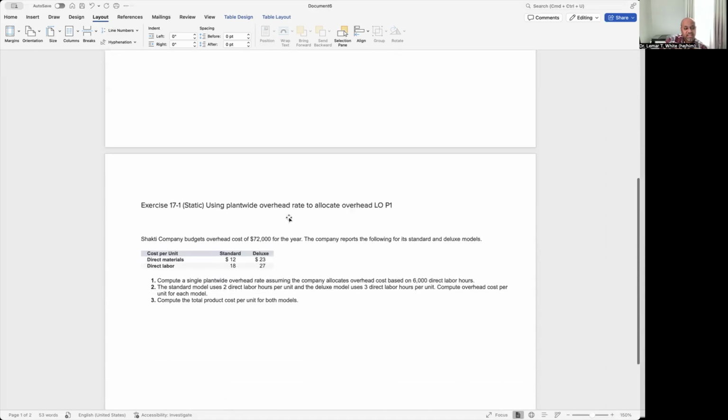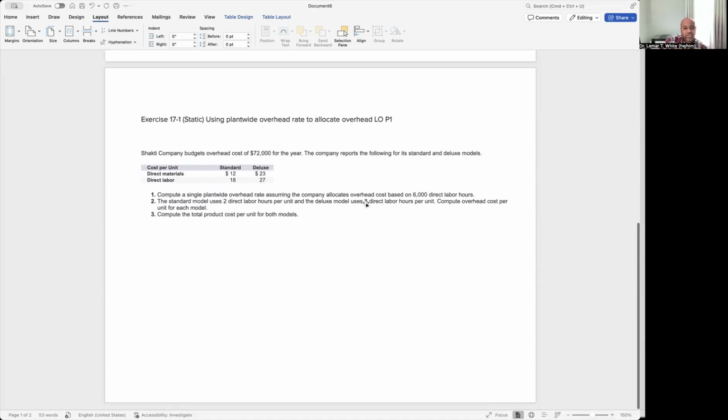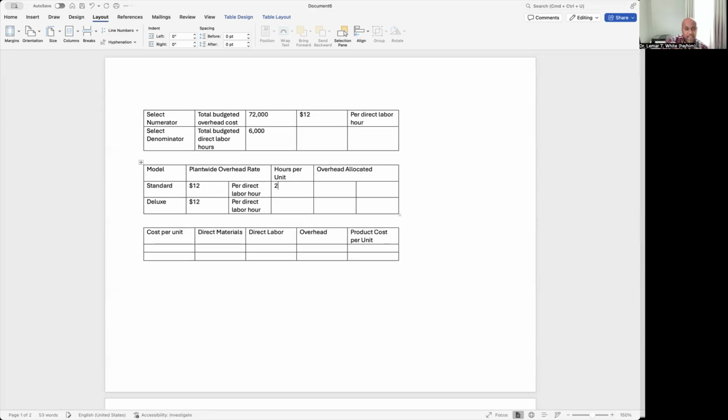So for the hours per unit, it tells me that for standard, it takes 2 hours. For deluxe, it takes three. I'm going to put two here, and three here. So I'm going to multiply my 12 by my two, and that's going to give me $24 per unit. And my 12 by my three is going to give me $36 per unit. So for every unit of standard model that I produce, I'm going to allocate $24 of overhead costs to that unit. For every unit of the deluxe model, I'm going to allocate $36 of overhead costs per unit.